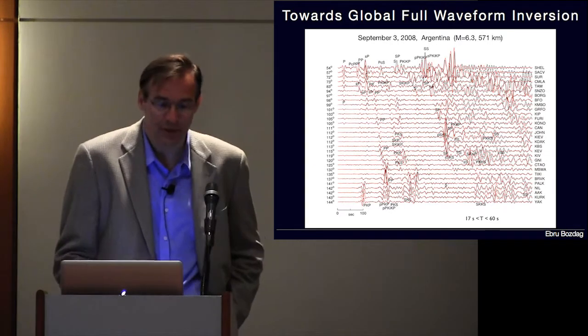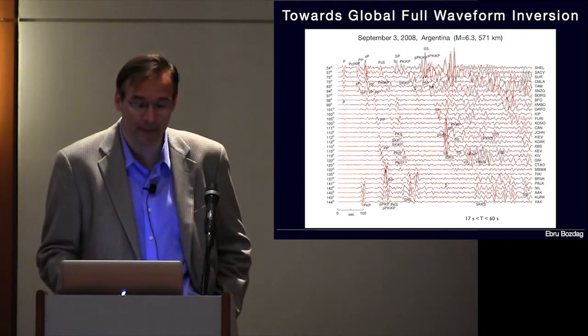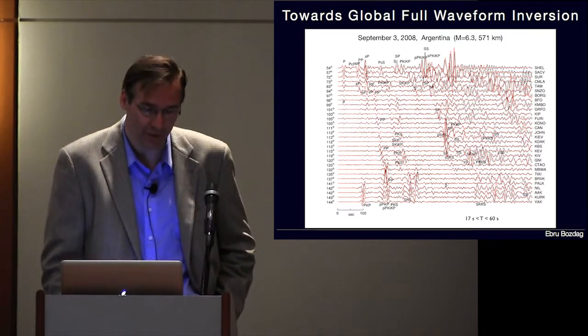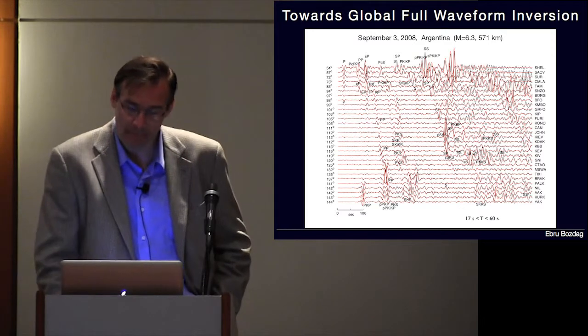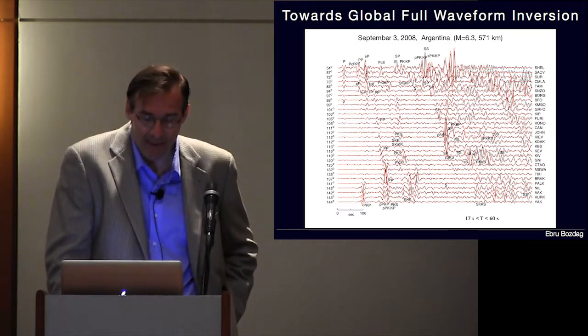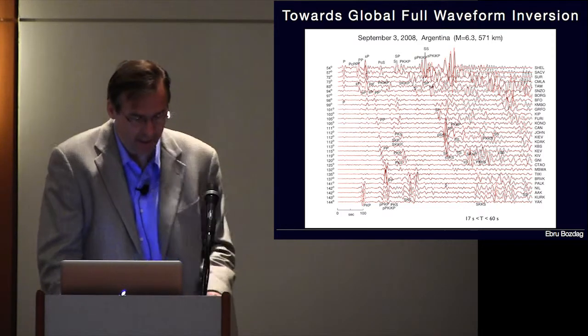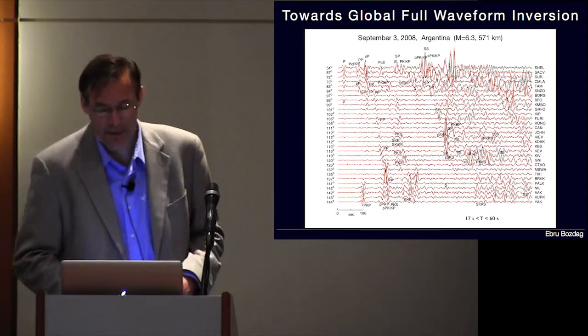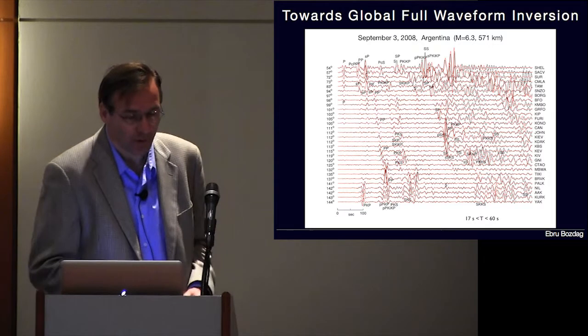And this is just illustrating how much information is already in these global seismograms. So this is an earthquake underneath Argentina. It's a deep 6.3 event. The bandpass is 17 seconds to 60 seconds. So this is work by Ebru Bozdag. She's a postdoc at Princeton looking at these global inversions.